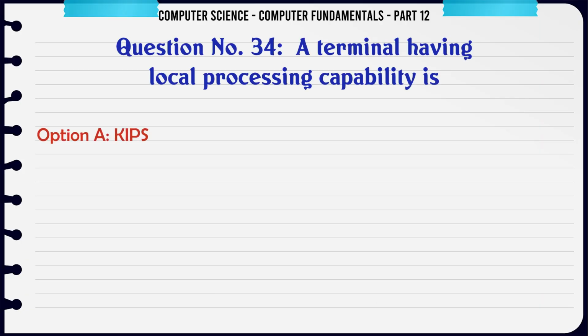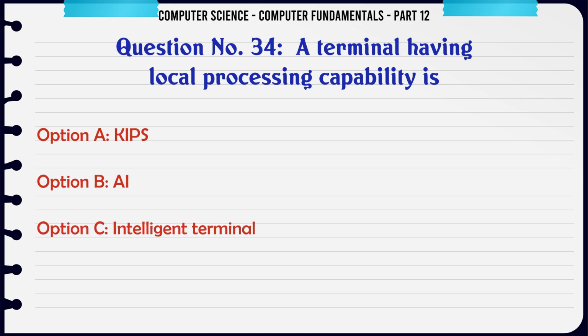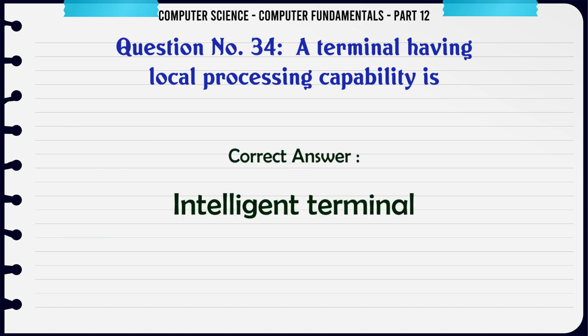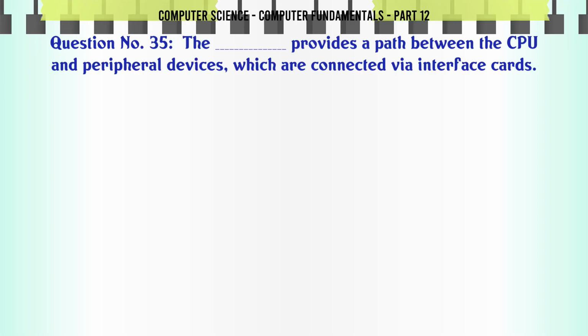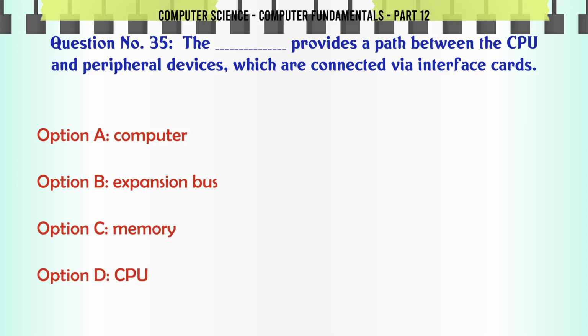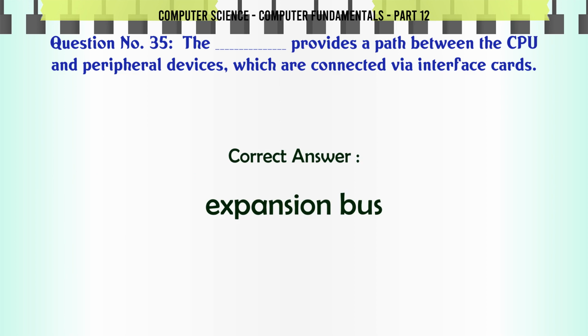A terminal having local processing capability is A. CIPS, B. I, C. Intelligent terminal, D. Optical terminal. The correct answer is intelligent terminal. The provides a path between the CPU and peripheral devices which are connected via interface cards. A. Computer, B. Expansion bus, C. Memory, D. CPU. The correct answer is expansion bus.